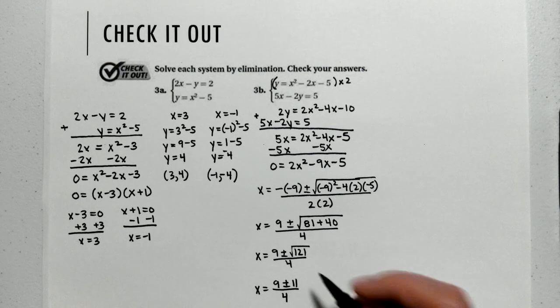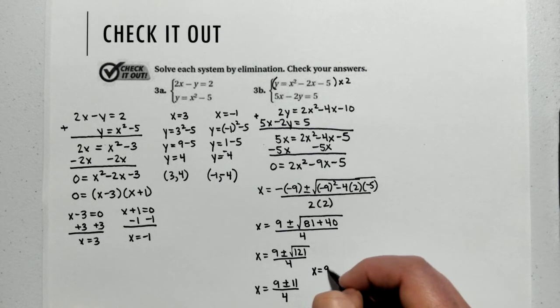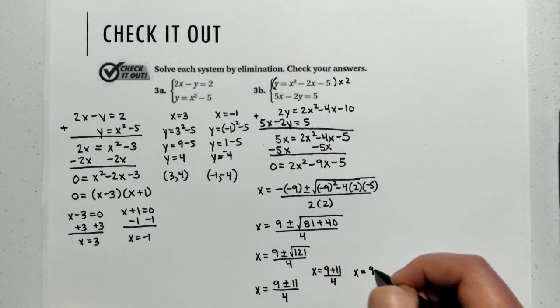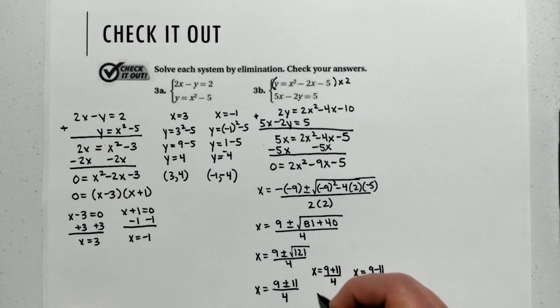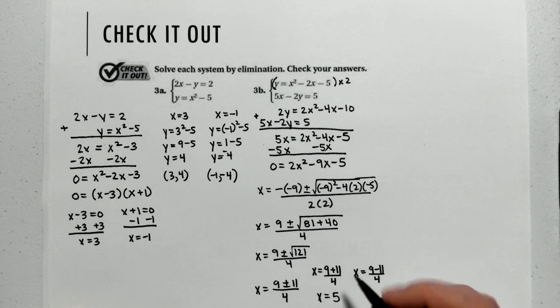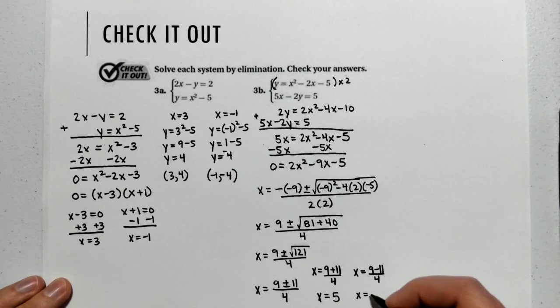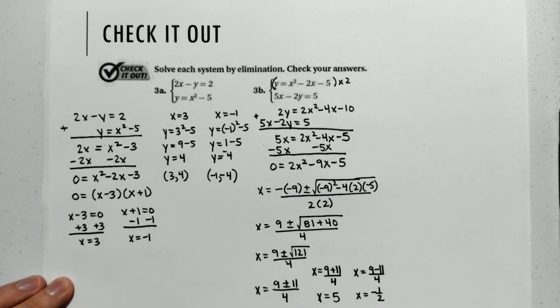So our two cases, we're going to have x equals 9 plus 11 divided by 4, and x equals 9 minus 11 divided by 4. So x is going to equal 5, and x will equal negative 1/2. So now I have to use my equations to go ahead and figure out the corresponding y value. You can use either equation, it doesn't matter which one.